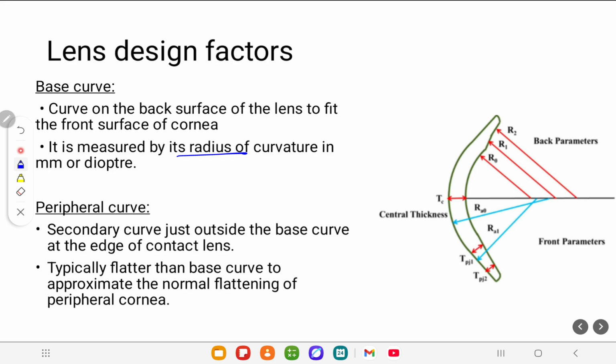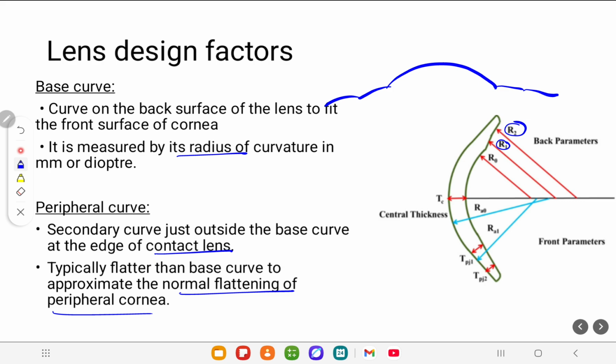Yes. So periphery curve is the second curve just outside the base curve at the edge of the contact lens. I have already told you. So this radius of curvature is the base curve, the first curve, and this is the second curve, with its radius of curvature. It is typically flatter than the base curve, approximating the normal flattening of the peripheral cornea. Why do we do that? Because of the normal flattening of the cornea. Normally the cornea's center is steeper and the periphery gets flatter and flatter, which is prolate. So first more curved, second flatter, third more flatter. This is the normal contact lens pattern.